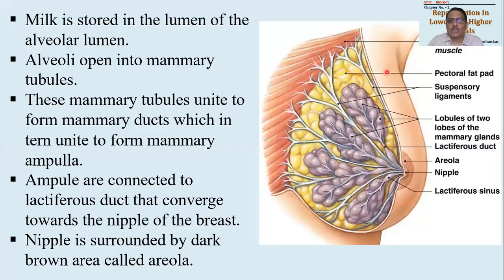Okay, then there are suspensory ligaments available. These ligaments will give support to the mammary gland. Then there are lobules of 2 lobes of the mammary glands, है ना? ये lobules है, छोटे छोटे lobules के अंदर होंगे what we can say ampulla. Is it? No, alveoli will be available. Alveoli के अंदर secretory cells होंगे. These alveoli they will open into mammary tubules. ये अंदर वाला structure होगा mammary tubules. Tubules will then give rise to formation of ducts.